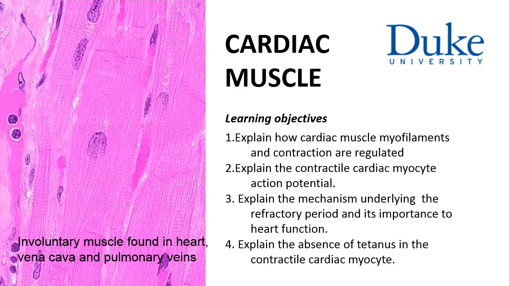Welcome back. So today we want to continue our discussion of muscle, and we're going to consider a second type of involuntary muscle, and this is called the cardiac muscle. And cardiac muscle, as you are aware, makes up the walls of the heart. The cardiac muscle is also found in the vena cava, which are very large veins bringing the blood from the head and also from the body back into the heart. And it is found in the walls of the pulmonary veins, that is, the veins which are coming from the lung back to the heart.